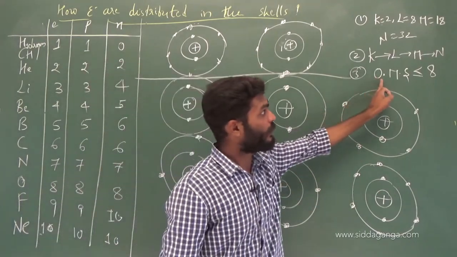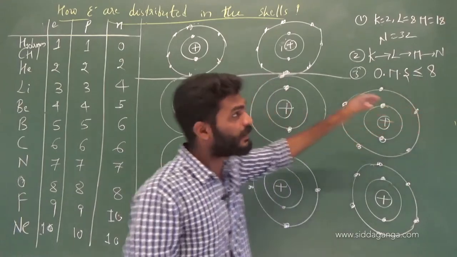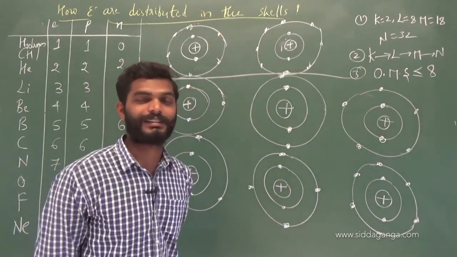What is the third rule here? In the outermost shell, the maximum number of electrons should be 8. See here, 8. That's it.